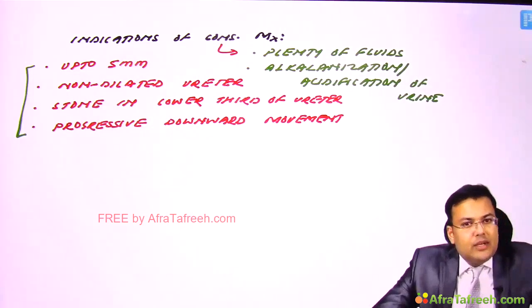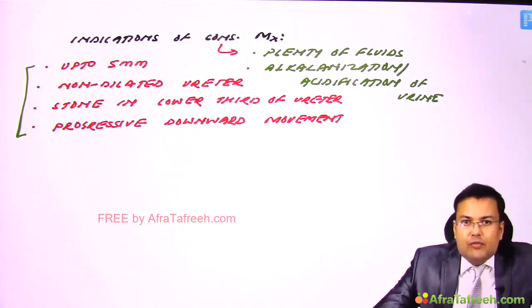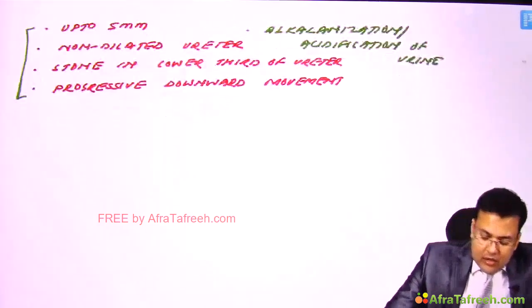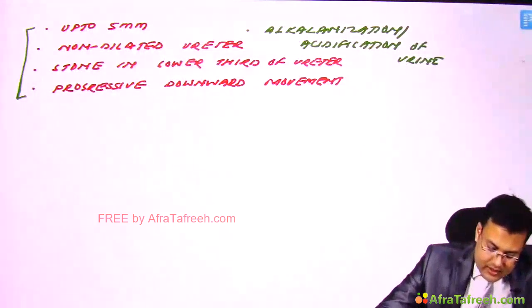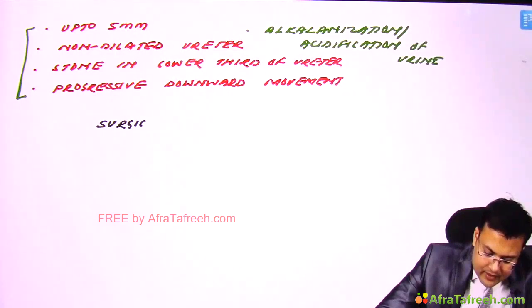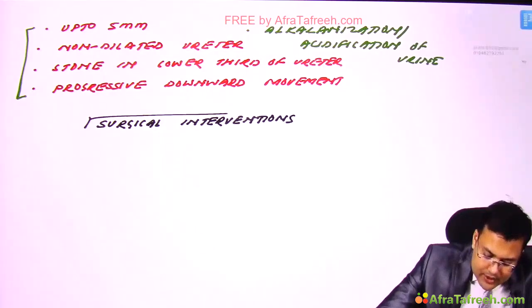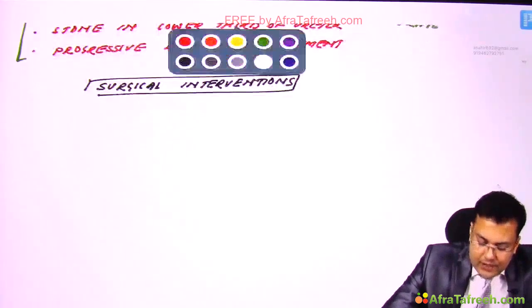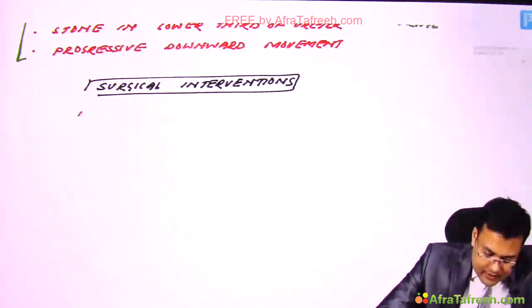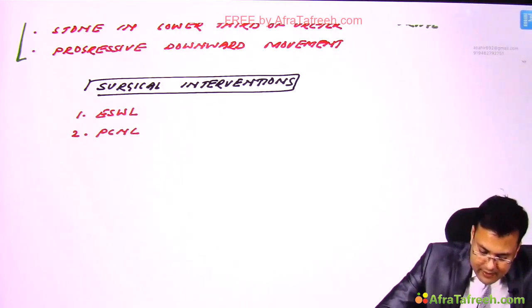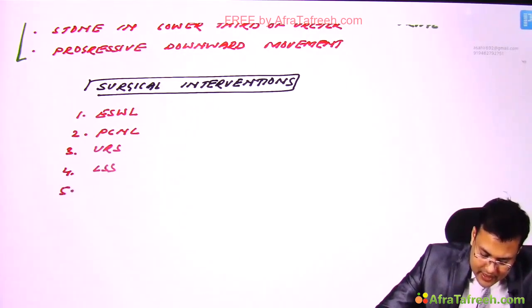But suppose this criteria is not fulfilled. If the size of stone is bigger or patients are having certain complications, in those cases we have to go for what? Surgical interventions. So what are the surgical interventions done? So what are the options for renal stones? First, we have ESWL, we have PCNL, we have URS, we have LSS, and we have OSS.